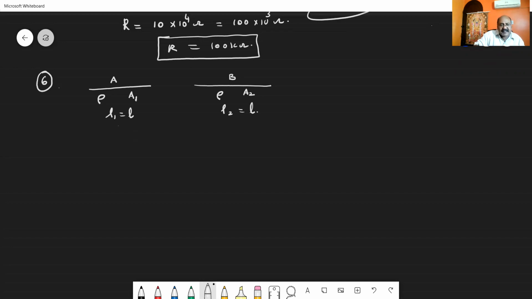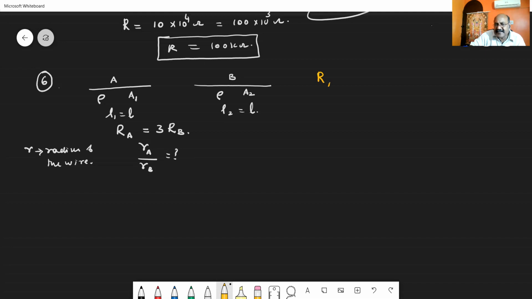Suppose RA, resistance of the wire A, is equal to 3 times the resistance of the wire B. What is the ratio of radius of the wire A, small rA divided by small rB, where small r, let us take it as radius of the wire. If radius of the wire is different, area is also different. Now let us do the simplification.